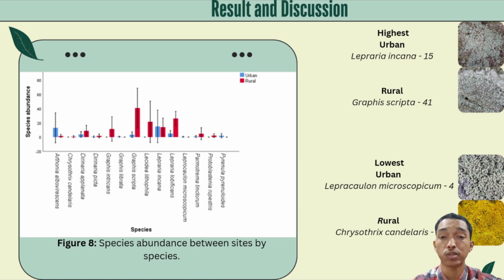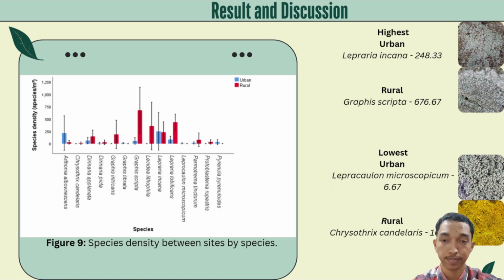Graphis scripta shows the highest abundance in rural areas with 41 individuals. This species thrives in less polluted, more stable environments, typically found in rural settings. Figure 9 shows species density between sites by species. The highest recorded species density in the urban site is Lepraria incana with 248.33, and the highest in the rural site is Graphis scripta at 676.67.